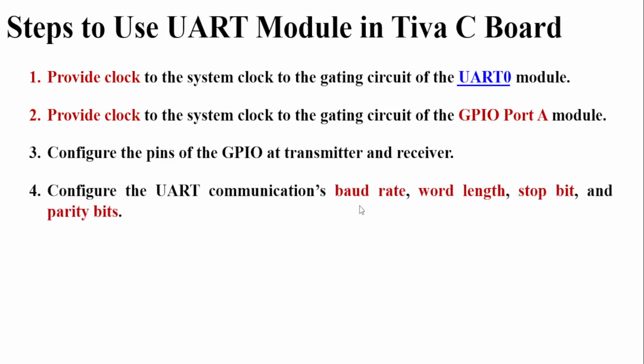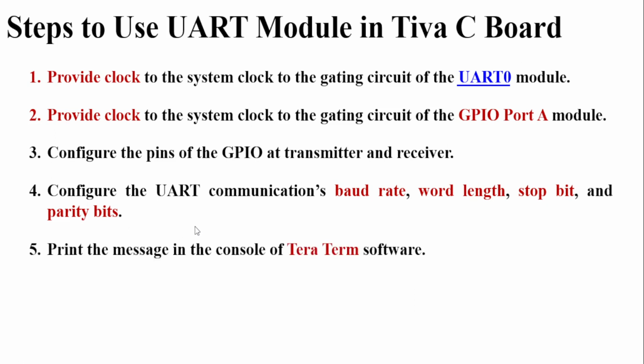Then we have to configure the baud rate. Baud rate means the rate at which the message is transferred between two devices. Then word length. It can be 5, 6, 7 or 8 bit. Number of stop bits and parity bits. So this we have to configure before starting the UART communication.